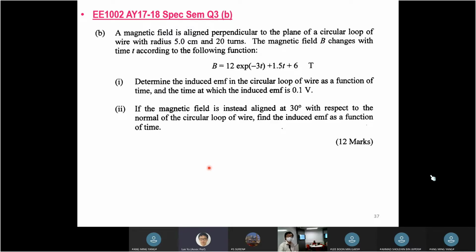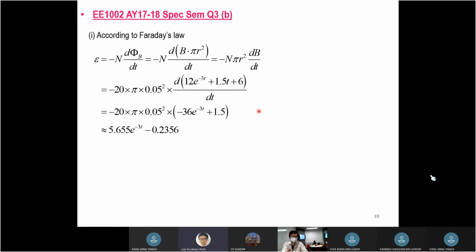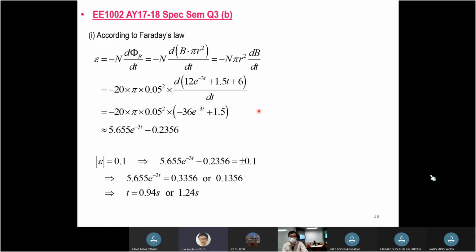Okay, Faraday's law. I will quickly go through it. It just shows you how the magnetic field is changing with time, and wants you to find out at a certain time where the induced EMF is 0.1 volts, and then what will happen if it's another at 60 degrees. You can refer to my previous solution, okay? And also the solution is provided here.